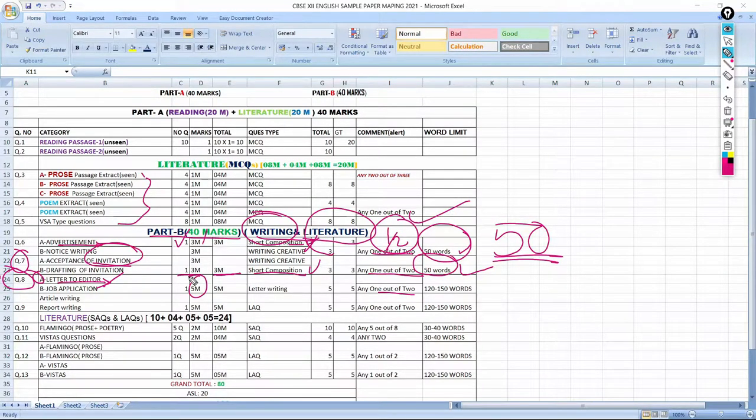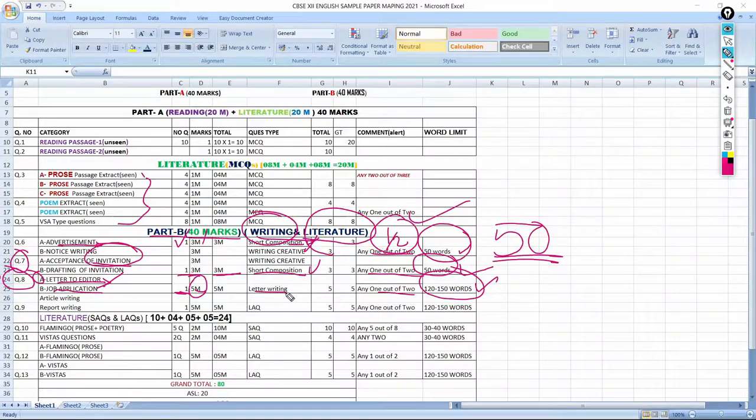This also has now changed. The total word limit here will be 120 to 150 words. Here also you will have to go by the words. Okay, you need not write an answer which is very lengthy. All right, that means B is also a job application question. Question number 8, the number of questions will be 1. Total marks will be 5. This will be letter writing or job application. Any one of the two will have to be done within only 120 to 150 words.